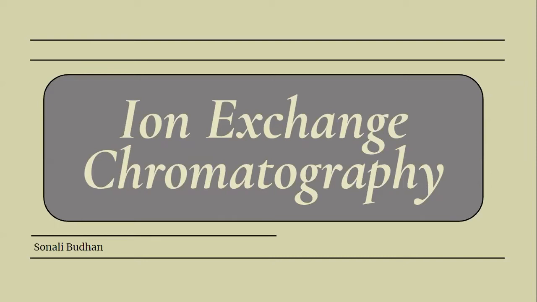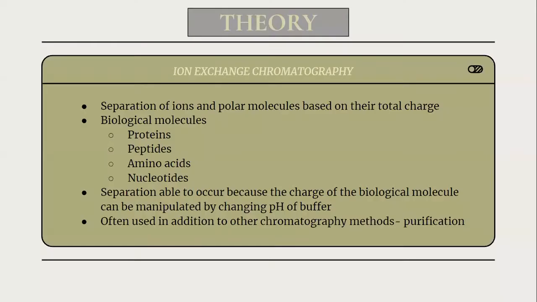Today I'm going to be talking about ion exchange chromatography. So the theory of ion exchange chromatography is that it is a process that involves the separation of ions and molecules based on their charge. It's commonly used to separate biological molecules such as proteins, peptides, amino acids, nucleotides. There are definitely more, but these are just some that I listed.